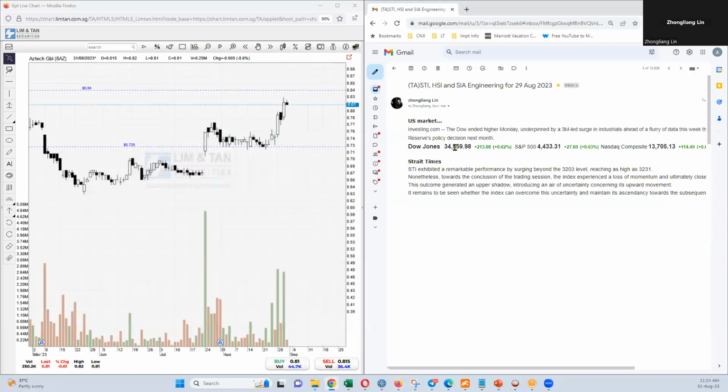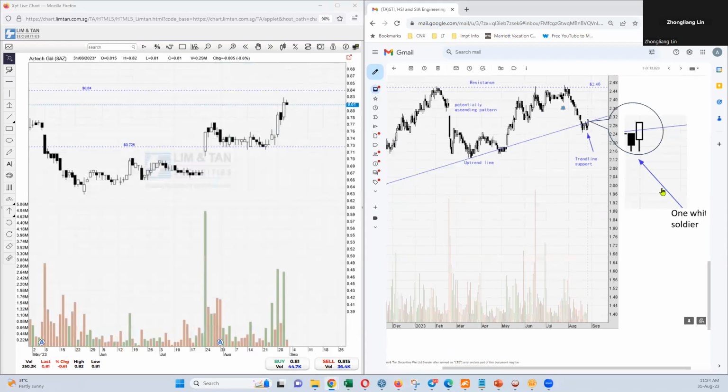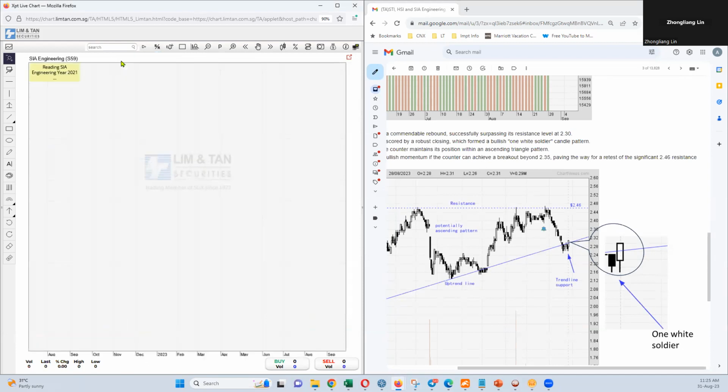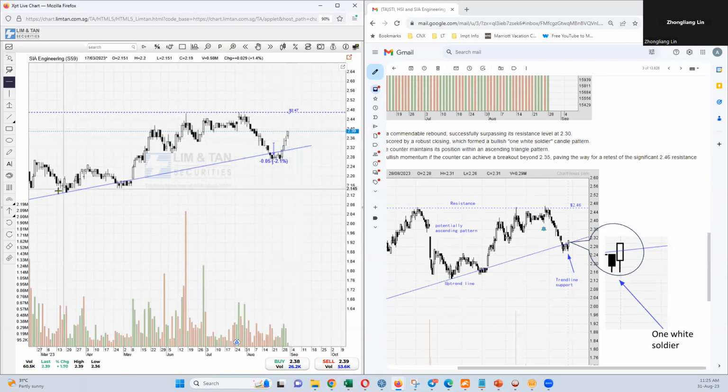Then we have SIE Engineering, highlighted to be at a support level and forming the bullish three white soldiers candle pattern as highlighted in the email. If the stock can achieve beyond 235, there might be a chance to go to the 246 resistance. So let's see where SIE Engineering goes. Today it performed quite well, trading at 238, 239, well on the way to the 246 resistance over here. The uptrend line is intact, and as you can see, it rebounded nicely. So congrats to those who have taken action.